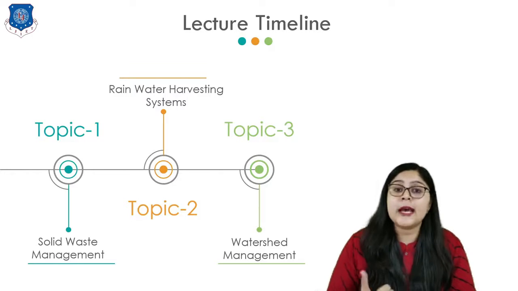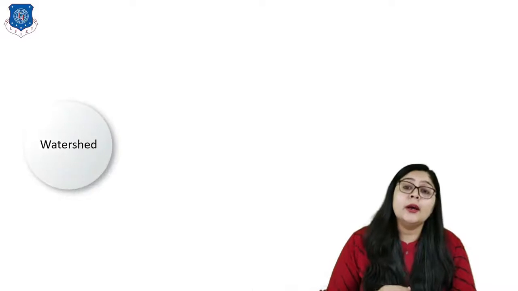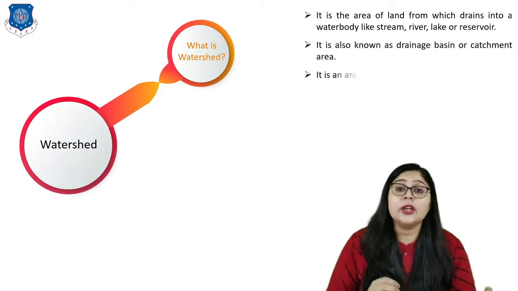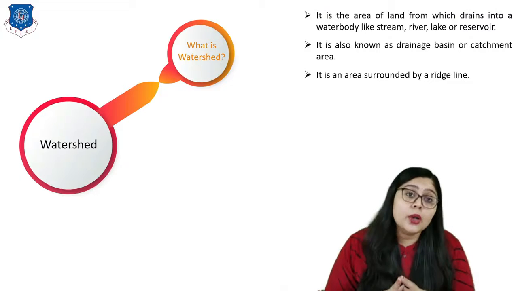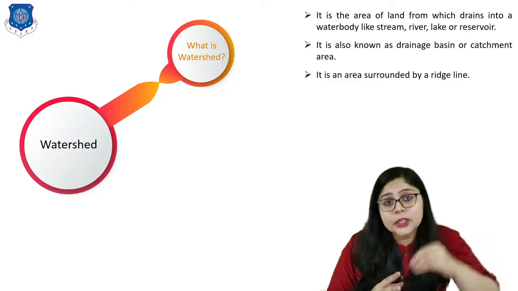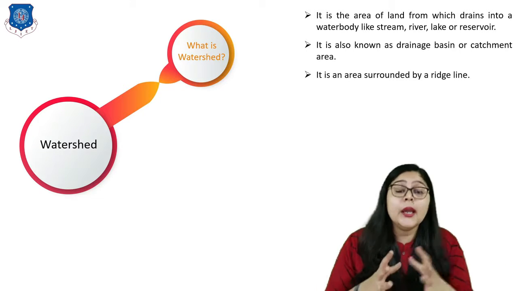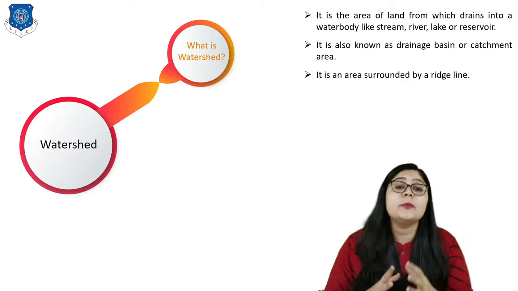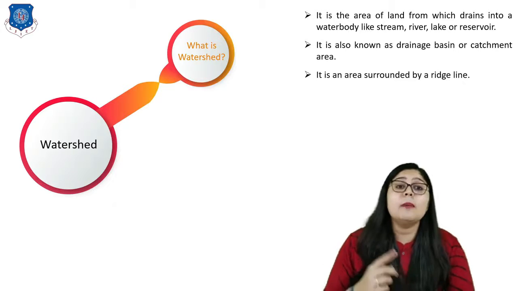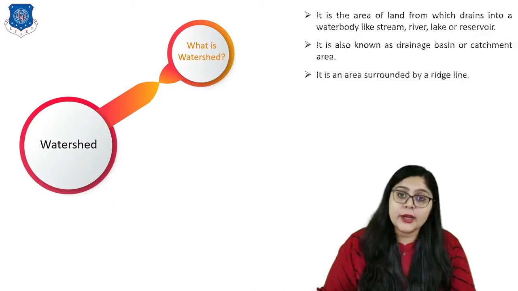Now let us move to the last topic, which is watershed management. First we have to understand the introduction, that is, what a watershed is. It is the area of land which drains into a water body like streams, rivers, a lake or a reservoir. It is also known as the drainage basin or catchment area. It is an area surrounded by a ridge line. So that is the concept of watershed.